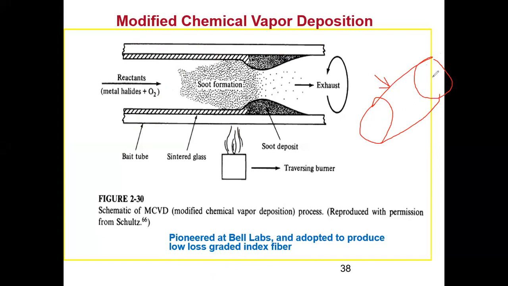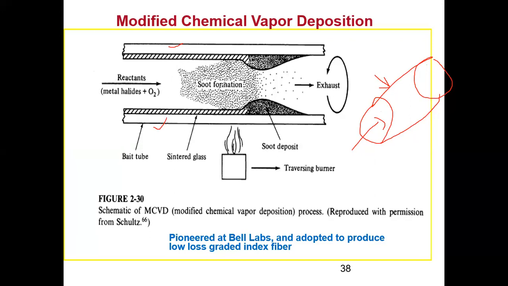Now what I have to do, inside this I have to deposit, again using the vapor deposition technique, the core material. So the core material will be deposited inside this structure. So the same thing is drawn over here. So here, this is my cylinder. Both the sides are there. So what I do is I introduce the reactant. So metal halides, that is nothing but SiCl4 plus O2. It is reacting and it forms the soot particles.